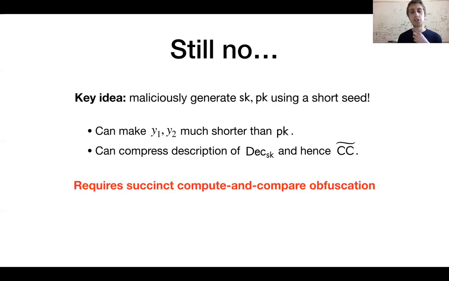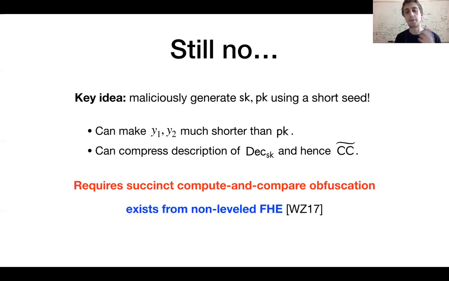There's one subtlety here, which is that we actually require succinct compute-and-compare obfuscation to make sure things work out fine. But it turns out that such an obfuscation exists from non-leveled fully homomorphic encryption, which, maybe a little ironically, is secure based on a circular security assumption, which recall is weaker than the strong notion we consider. So it is plausible that there exist encryption schemes with this circular security notion, and therefore it's plausible that there exists this non-leveled FHE scheme.